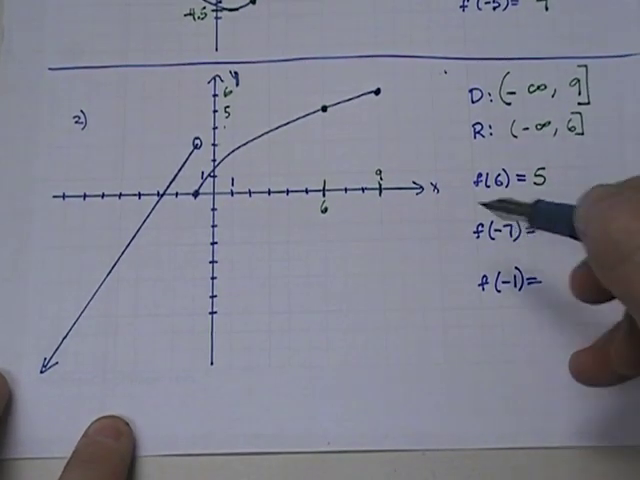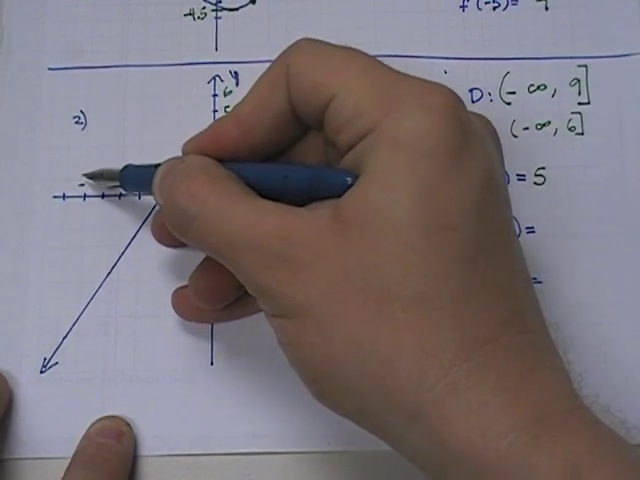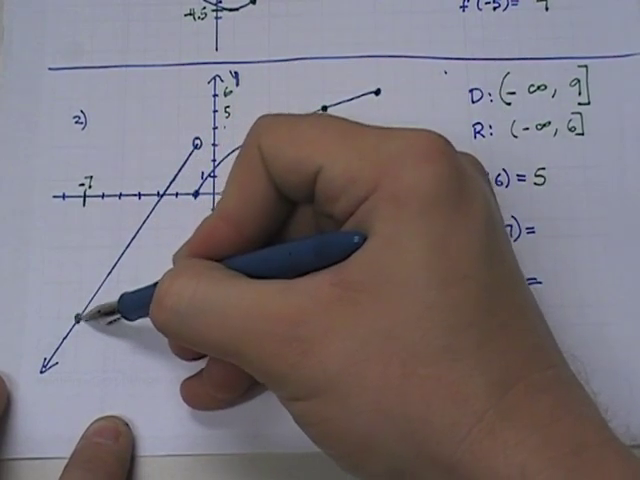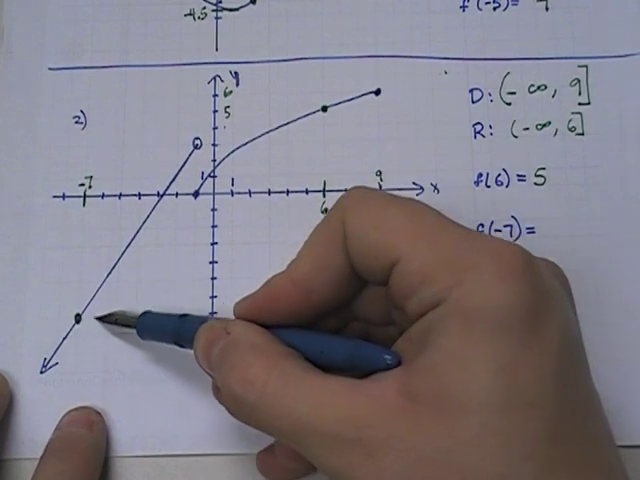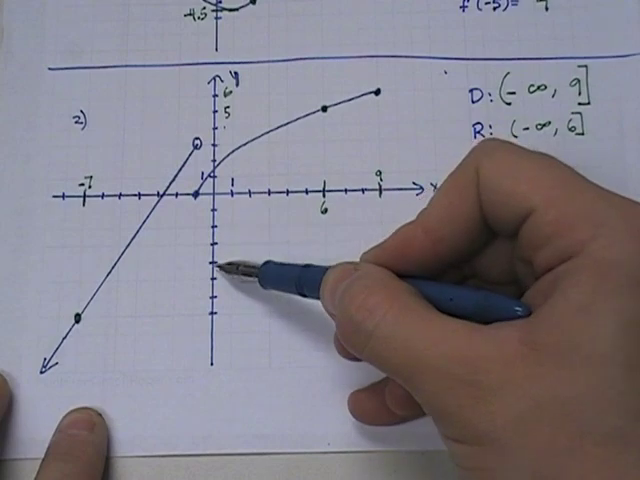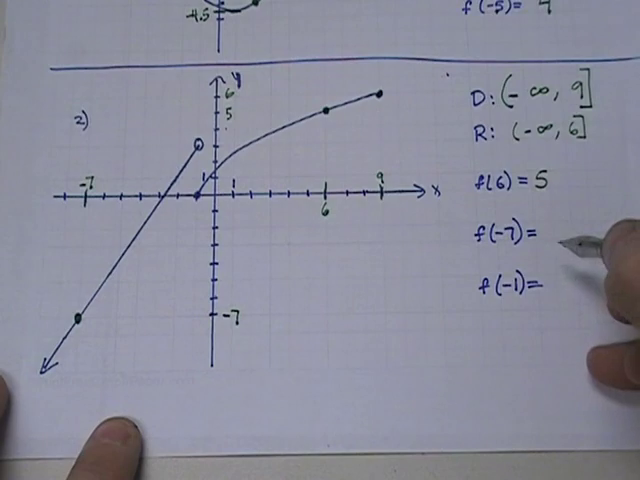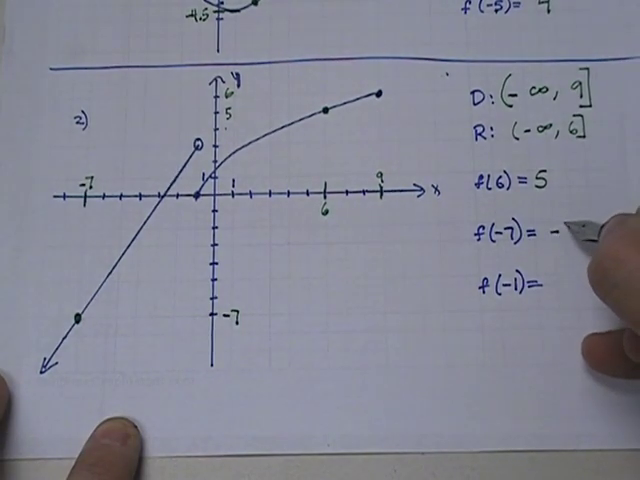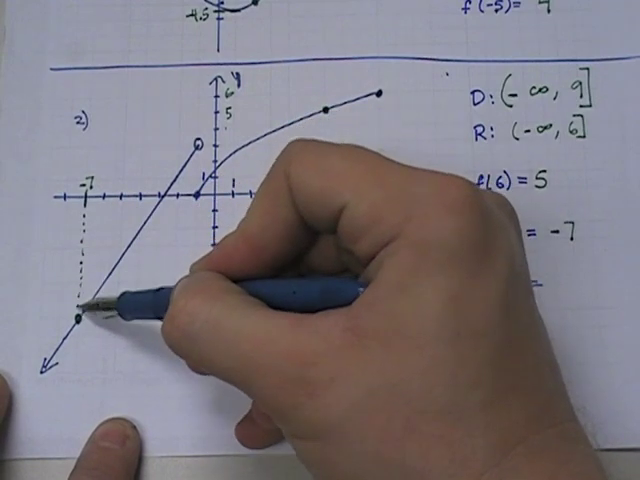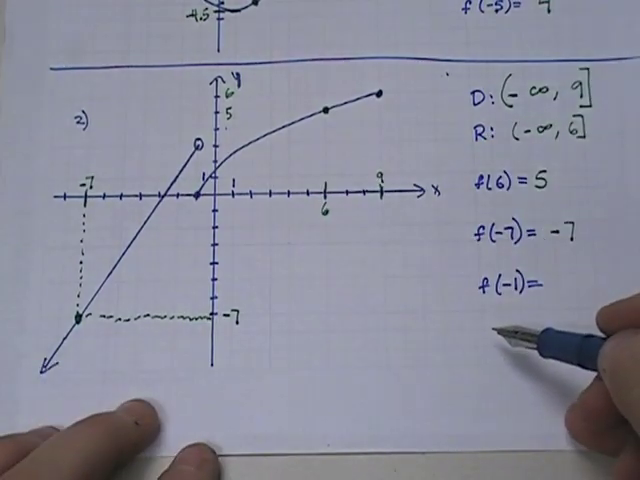Find f of negative 7. So again, you come over here to negative 7, and you go down and say, well, where does this hit my line? Well, it hits right there. Where is that on the y-axis? And it's at 1, 2, 3, 4, 5, 6, negative 7 on the y-axis. So f of negative 7 is negative 7. What this means is when x is negative 7, the corresponding y value is also negative 7.